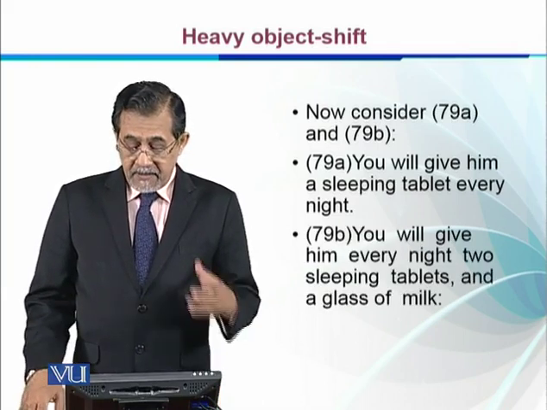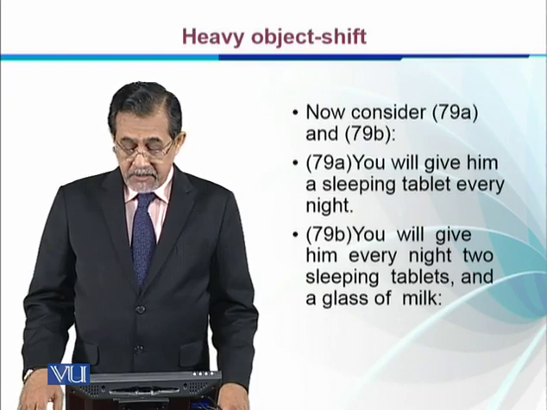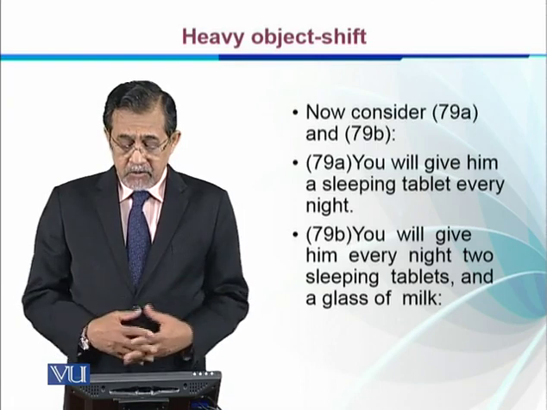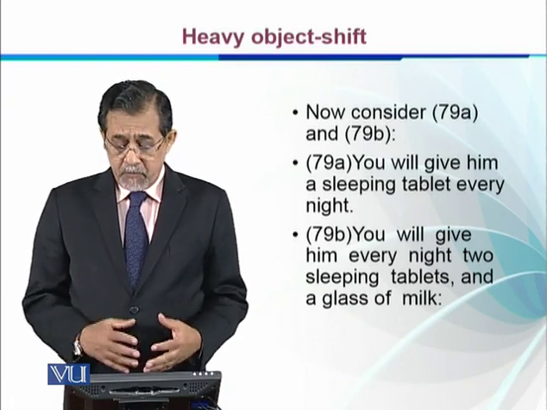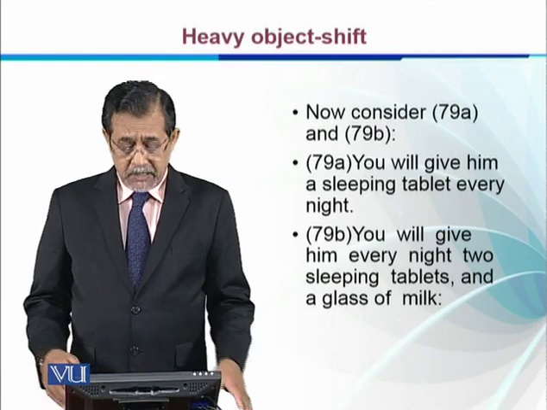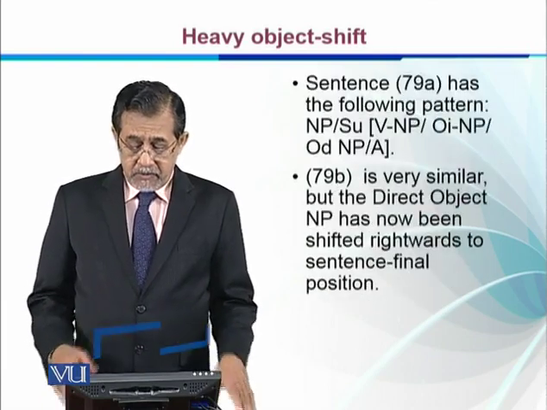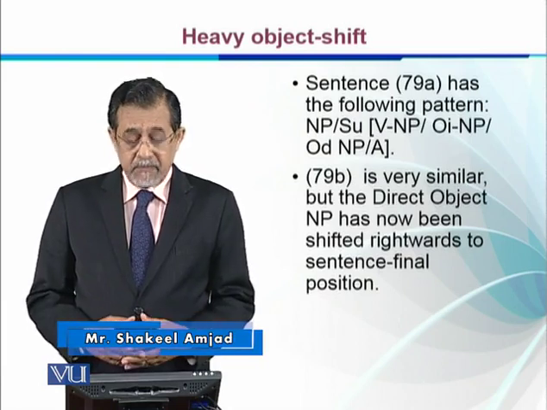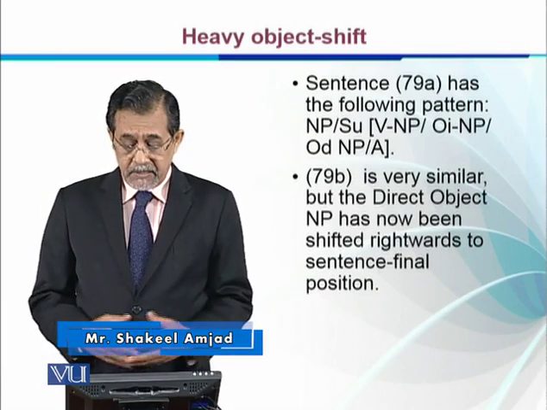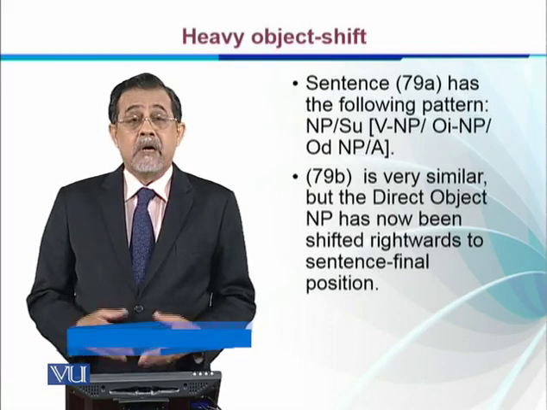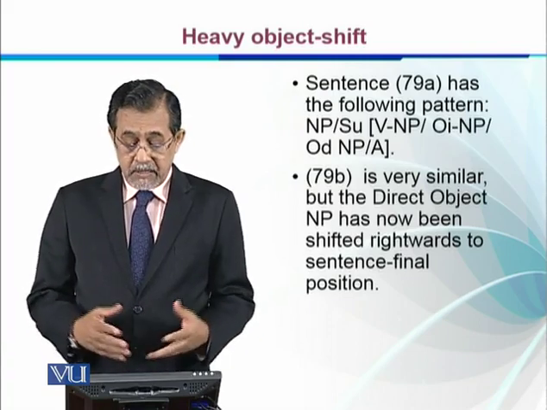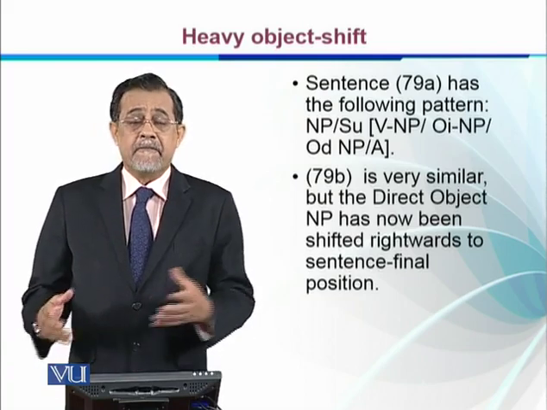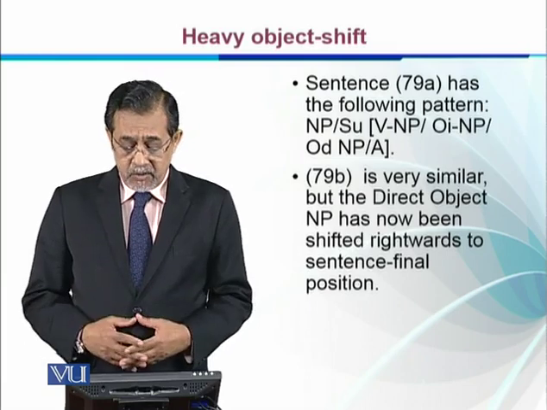You will give him every night 2 sleeping tablets and a glass of milk. So since the object is heavier, we have moved it to the final position of the sentence. So the sentence 79A has the following pattern: noun phrase as subject, verb phrase, noun phrase which is the indirect object, and another noun phrase which is a direct object, and then we have a noun phrase which is "every night", which is an adjunct.